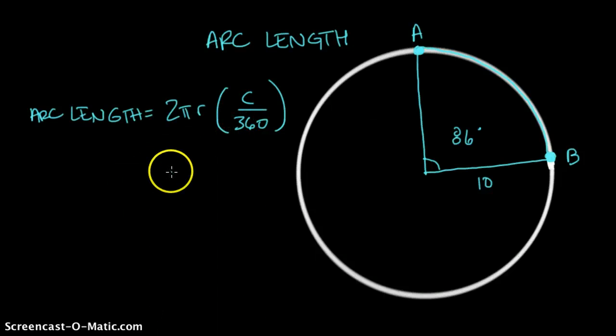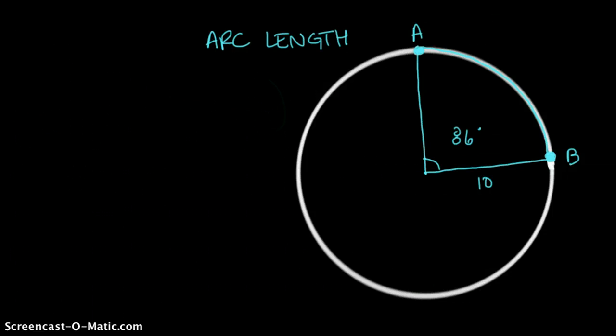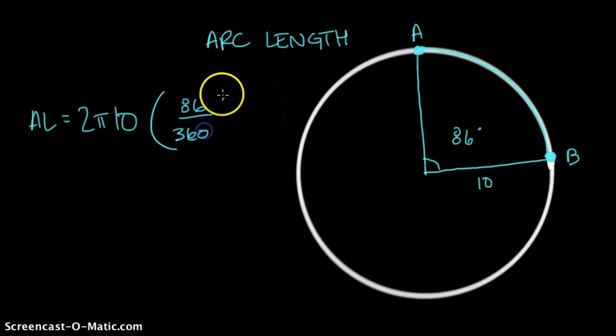So I'll work it out for you right now. Let me erase this though. Again, I'm just going to use AL instead of arc length. It is 2 times pi, my radius is 10, times the central angle divided by 360. 2 times pi times 10, multiply by the central angle over 360.